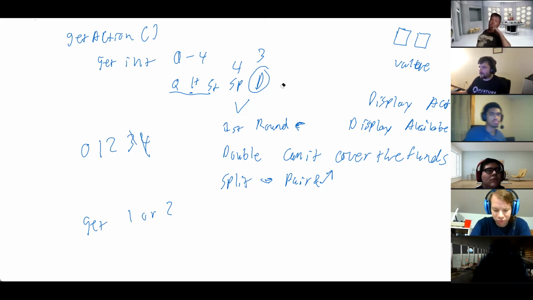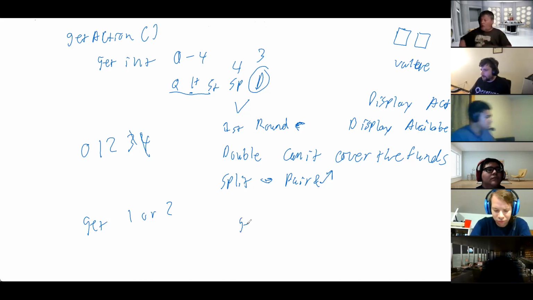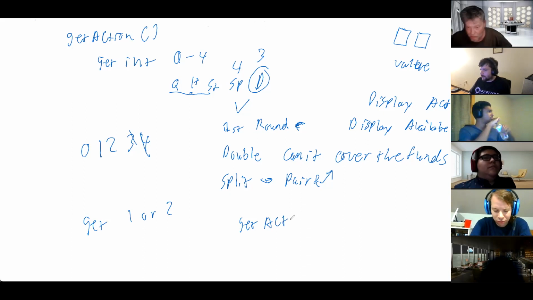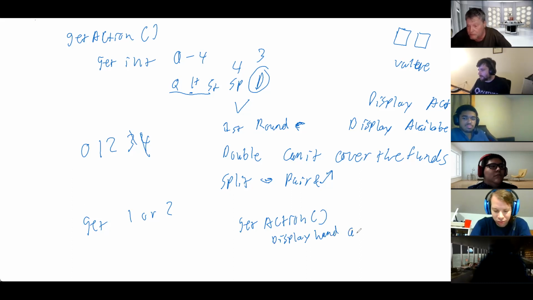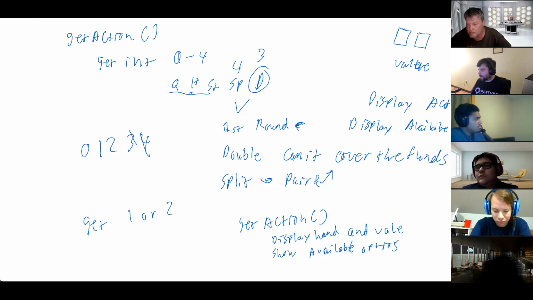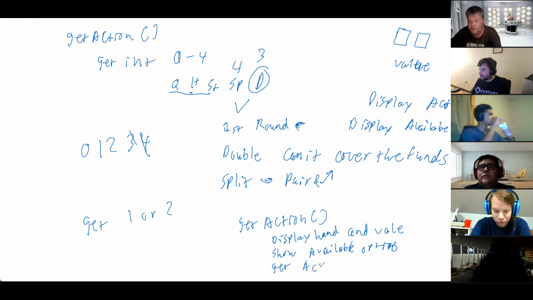But we definitely need, if we think about the logic of the get action of the player, we want to display the hand and value, show available options, and get action. Make sense?